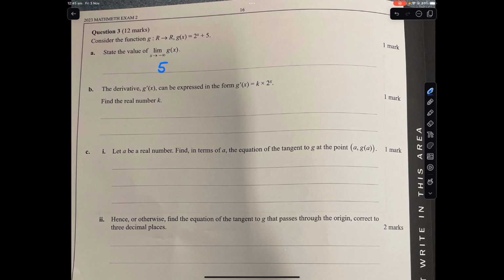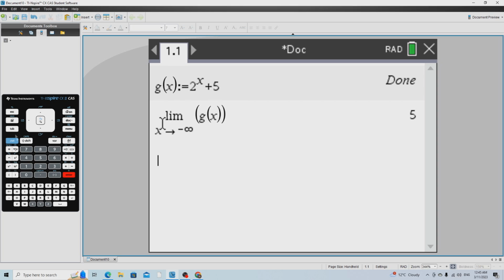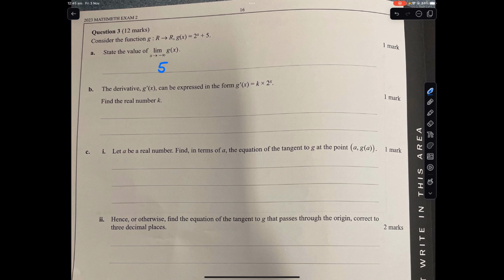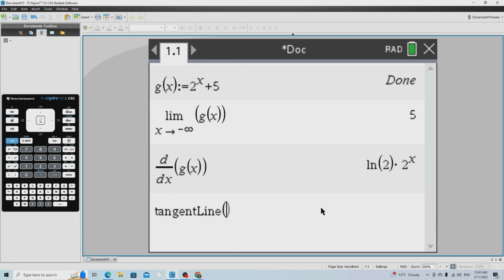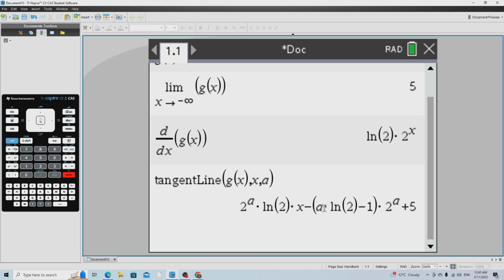The derivative g dash of x can be expressed in this form. The real number k is what? Easy. Let's just find g dash of x. So your k value is just log e 2. Next one. Let a be a real number. Find, in terms of a, the equation of the tangent to g at this point. Okay, so we can go menu, calculus, tangent line of g of x, comma x, comma at a, and we get this.